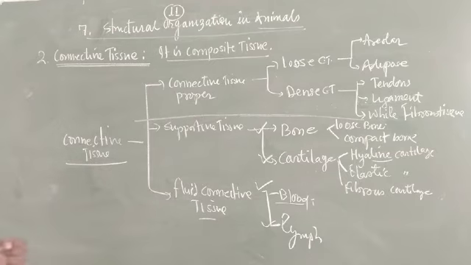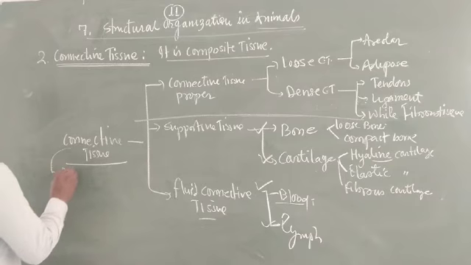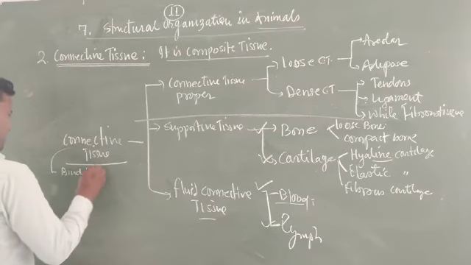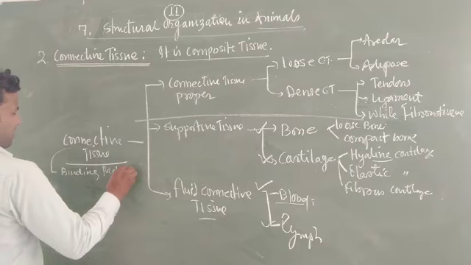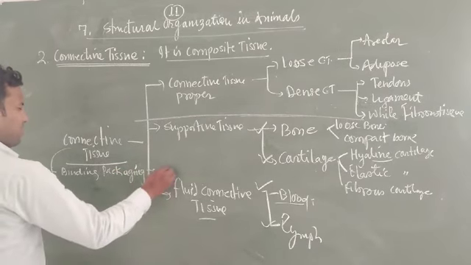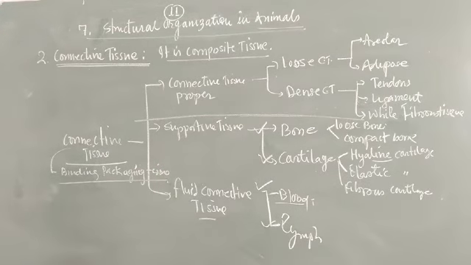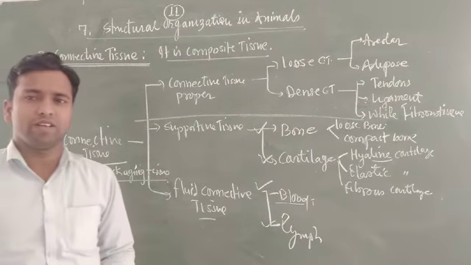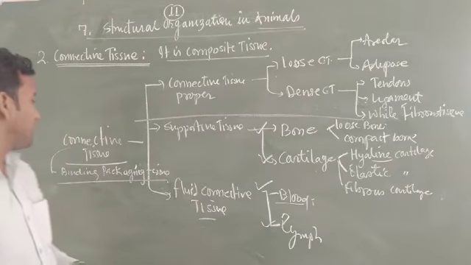What are the general features of connective tissues? Now I am going to discuss the general features of connective tissue. Connective tissue is basically a binding and packaging tissue. The name indicates their work: binding and packaging tissue. This is the main tissue that helps in binding as well as in packaging. What is binding and packaging?